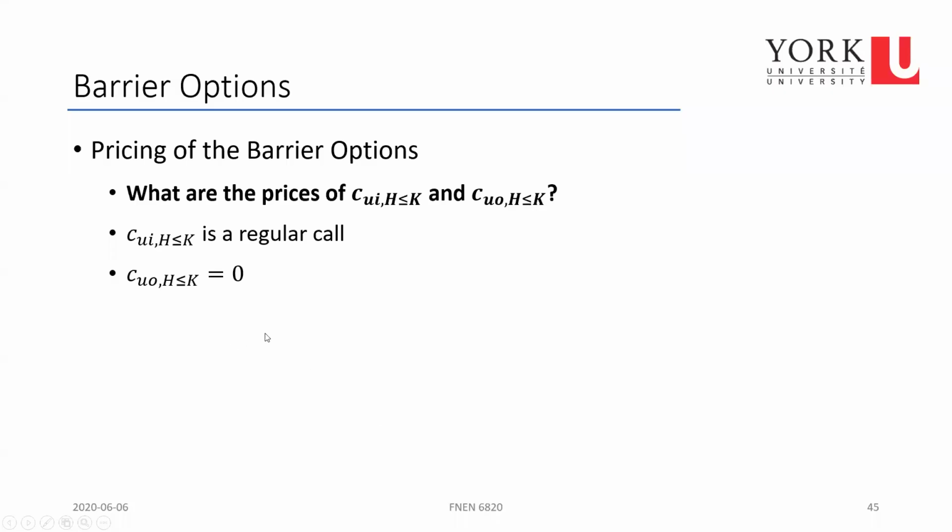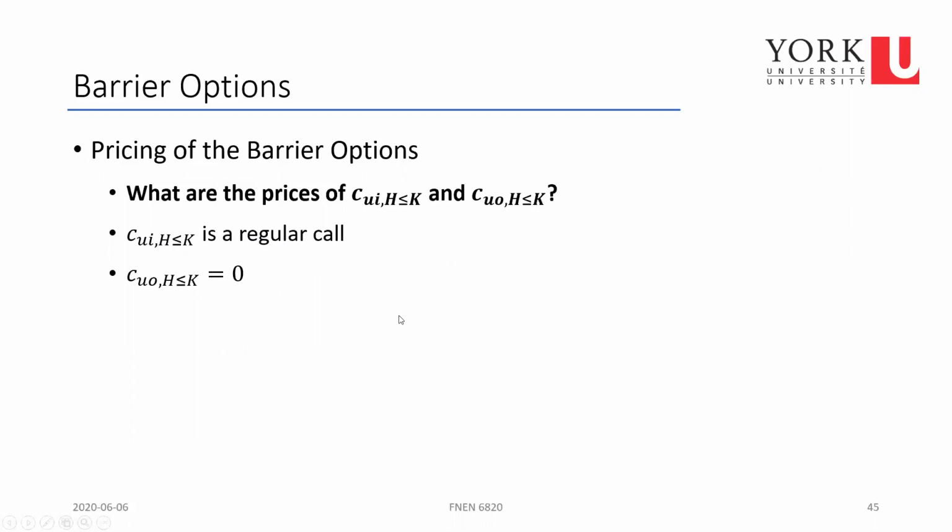You see that in this situation, if we're looking at an up and in call where the barrier condition is less than K, the strike price, essentially this is just a regular call. The reason is that the barrier condition applies to the entire life of the option. But since the barrier is less than the strike price for a call and it's up and in, this barrier isn't really a condition or provides any more restriction than the regular call here.